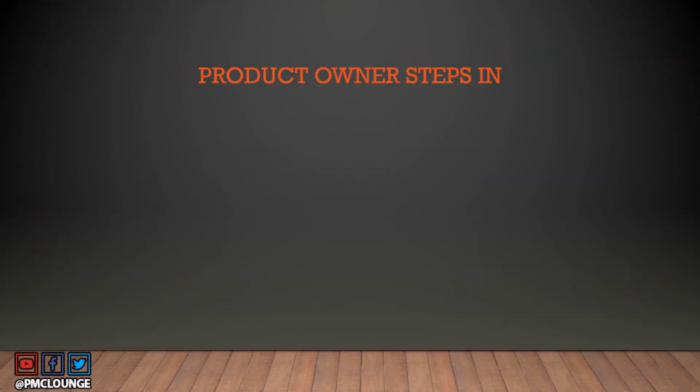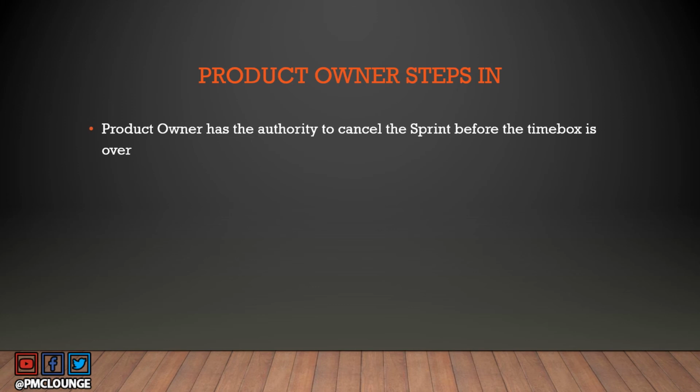So this is where your product owner is going to step in, and you as an agile project manager, you as a Scrum Master, can actually influence and ask the product owner to step in. The product owner has the authority, and that is why you need to influence if he's not already stepping in. The product owner has the authority to cancel the sprint before the time box is over.